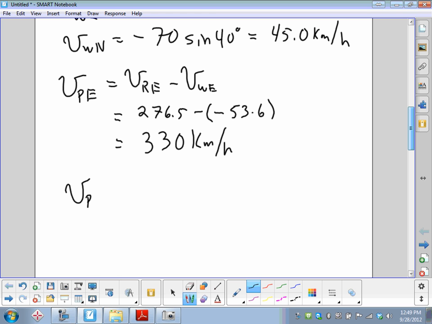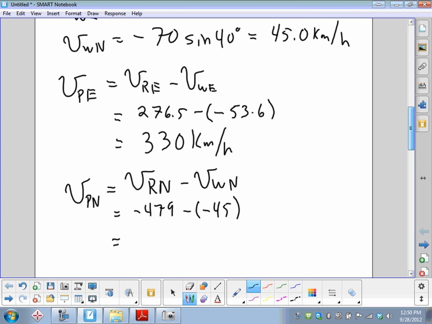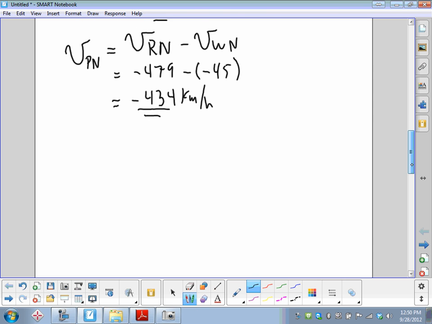Now we do the same thing for the north. The resultant velocity that we want in the north minus the wind's component in the north. So we get negative 479 minus negative 45. So once again, we've got to add the opposite there. We get negative 434 kilometers an hour. So the northern component of this plane has to be negative 434 kilometers an hour. In other words, it's got to be directed south. Make sense? All right.